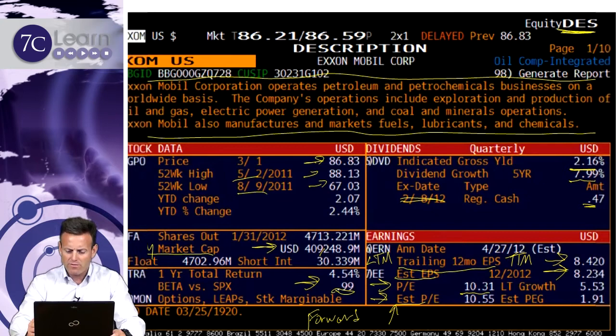And another metric that we're going to look at when we get into valuation is something called the PEG ratio, or the PE ratio divided by growth. So this is that PE, and then dividing it by the growth here, 5.53%.